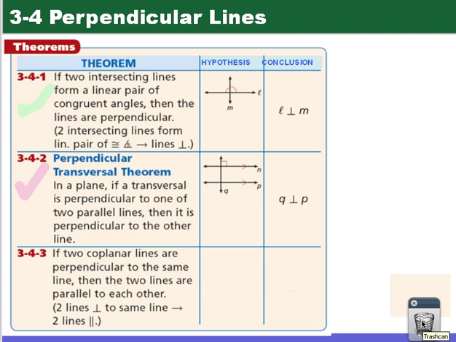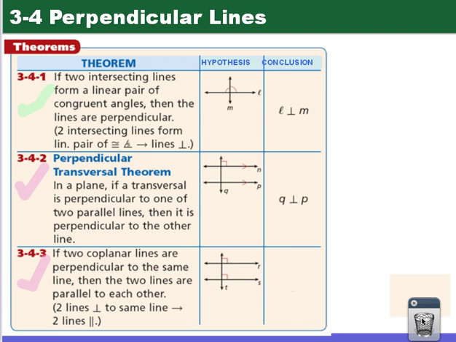So we have line Q is perpendicular to line P also. Now our last theorem we're going to talk about is: if two coplanar lines are perpendicular to the same line, the two lines are parallel to each other. So our hypothesis is going to have two coplanar lines perpendicular to the same line.